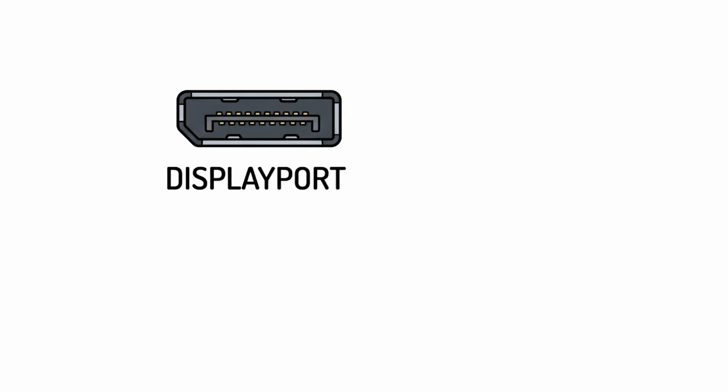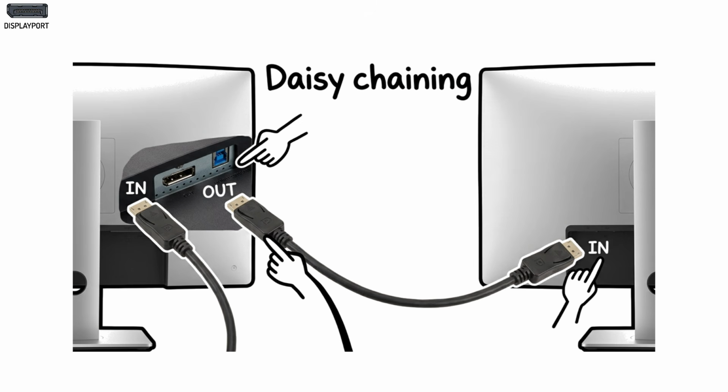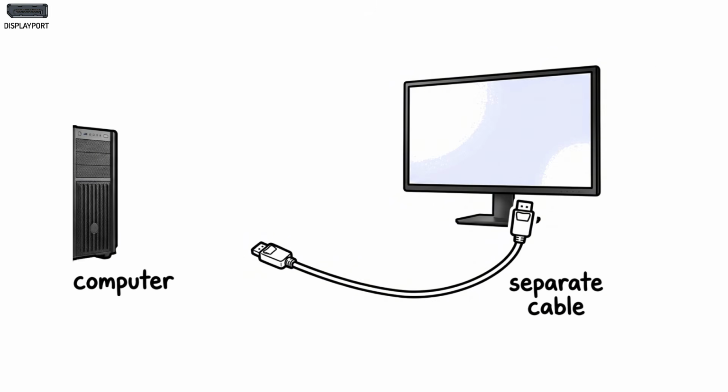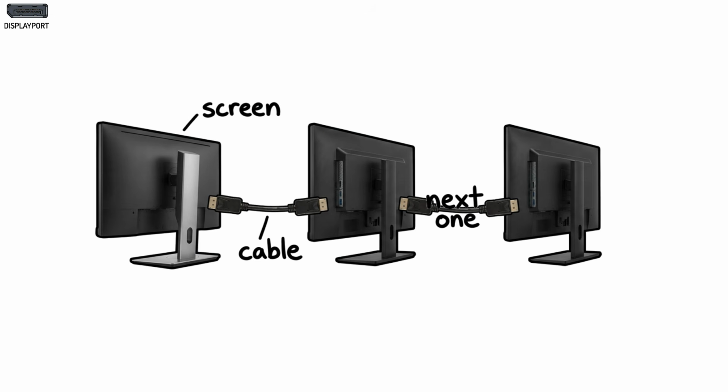DisplayPort. Most people never think about DisplayPort because HDMI is everywhere. But in the PC world, DisplayPort solves a problem HDMI can't. Daisy chaining. Here's what that means. Instead of running a separate cable from your computer to each monitor, you connect one DisplayPort cable to the first screen, then a cable from that screen to the next one, and from that one to the next.